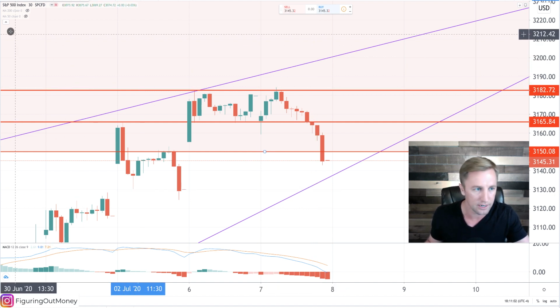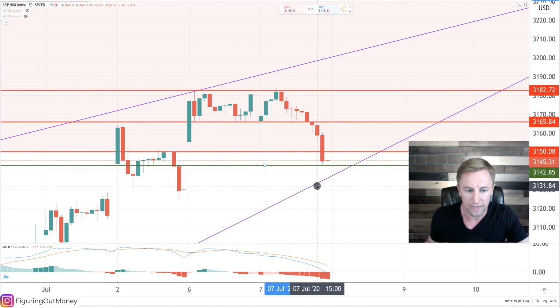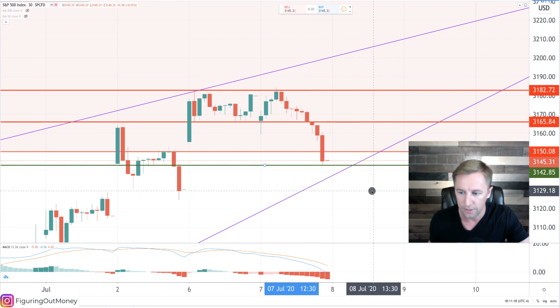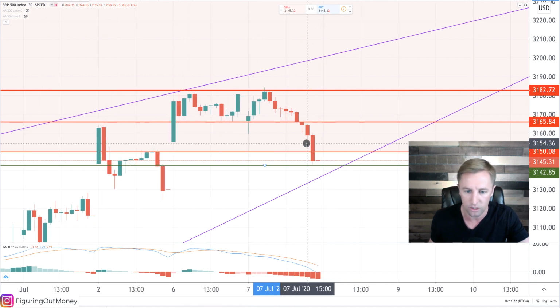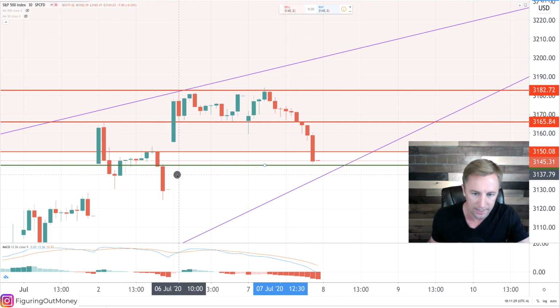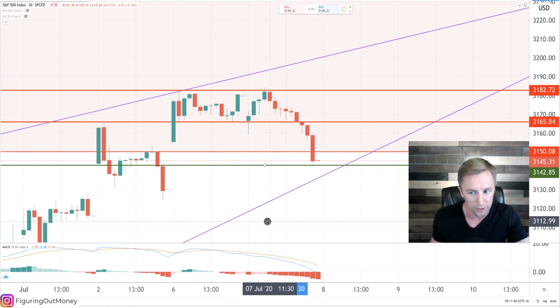Now, as far as an area of support goes, an area of support that I want to point out right now is going to be 3142. You can call it 3140, and here's why. It looked like that was the low of today, and it had a little bit of a bounce from that point. And if you look in the history of the chart right here on July 2nd, that candle right here, it's the high of that candle, so it acted as resistance here, it acted as support there. Once resistance is broken, it then becomes support. So 3140 is going to be that area that we're going to look at as an area of support.